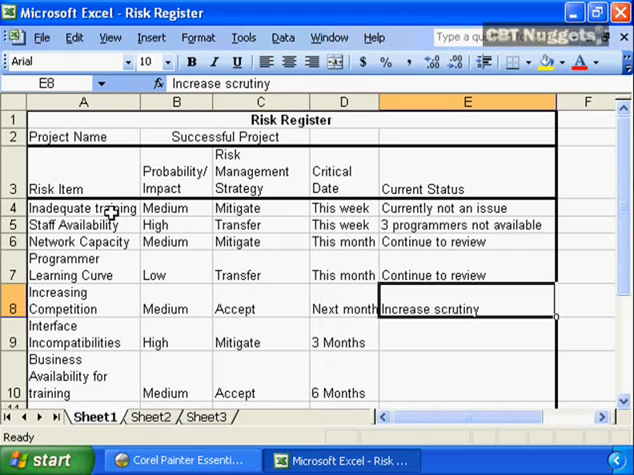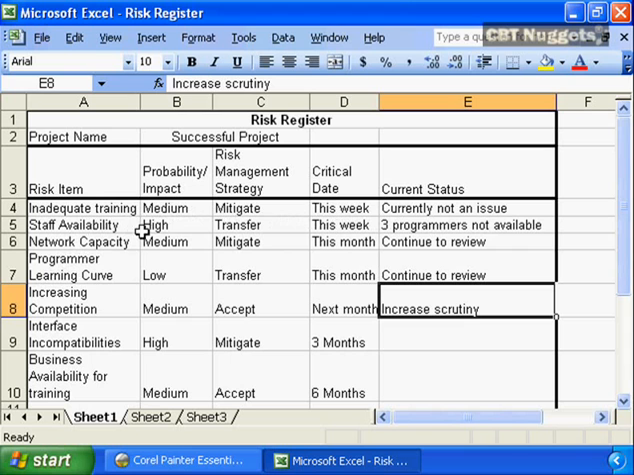So this week we have to deal with inadequate training. We see its probability is medium. The risk management strategy is to mitigate. And currently it's not an issue. So it looks like we might get lucky on this one, that the inadequate training issue may disappear, and hopefully in the very near future we will be able to eliminate that risk from our risk register, saying the critical date has passed and we can eliminate the risk.